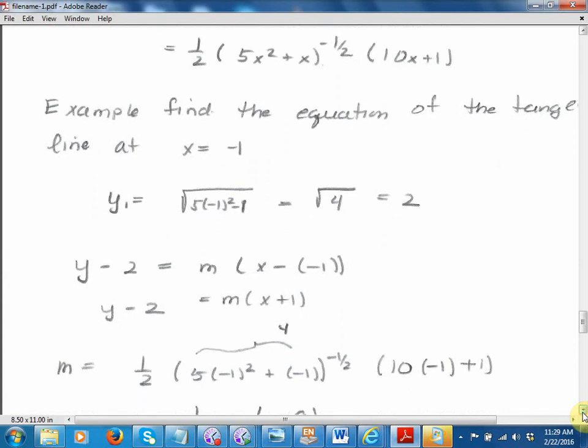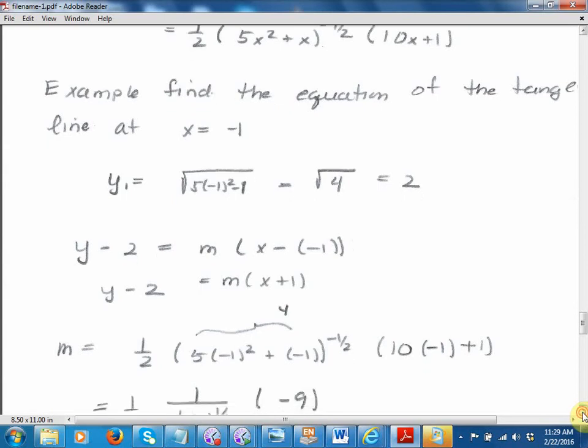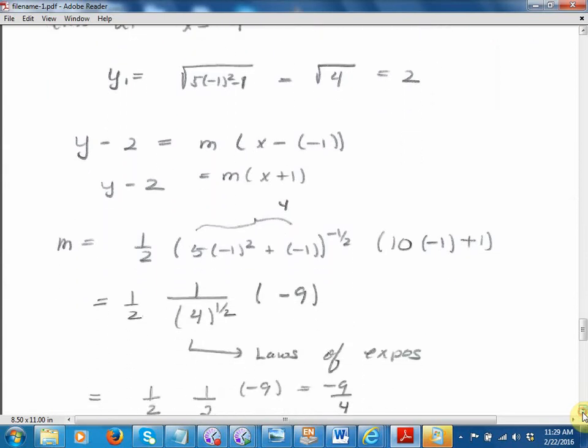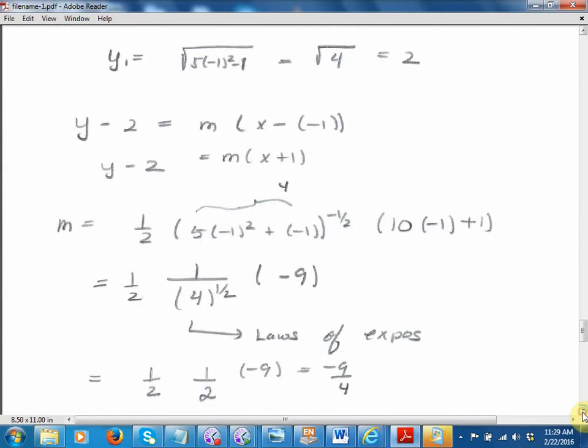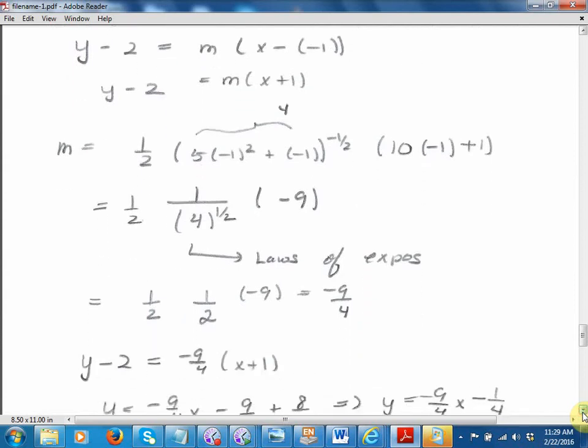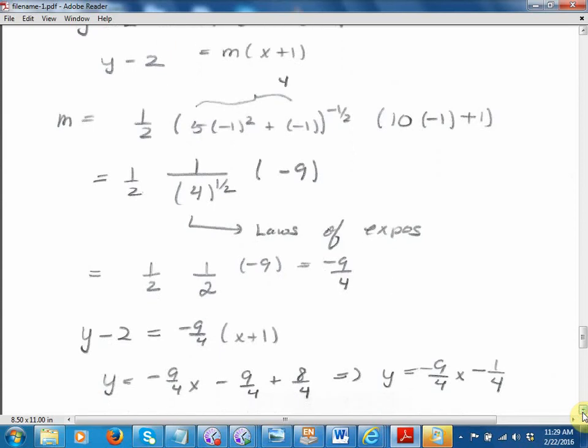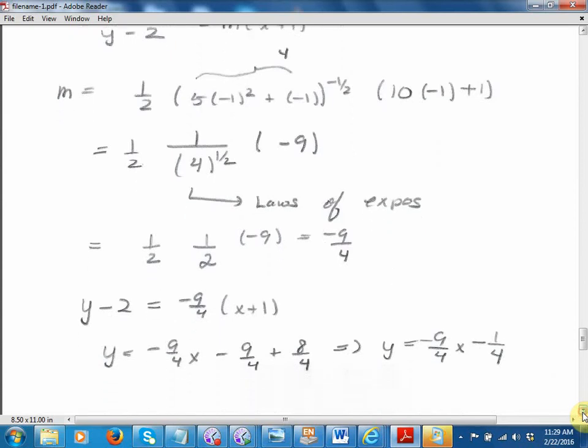I plug into the formula for the derivative, which is still at the top. So I plug in minus 1 for x in the formula for the derivative, and hopefully if I did my arithmetic right, I get minus 9/4 for the slope. And then I plug that into y minus y1 equals m times x minus x1, and I get y equals minus 9/4 x minus 1/4.